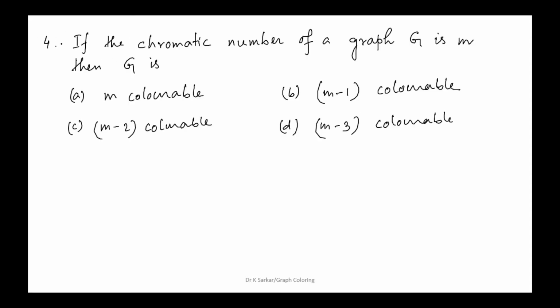Question number 4. If the chromatic number of a graph G is M, then G is, option A is the correct answer, M colorable. It should be equal to the chromatic number or more than that, but options B, C and D are less than M. That's why option A is the correct answer.